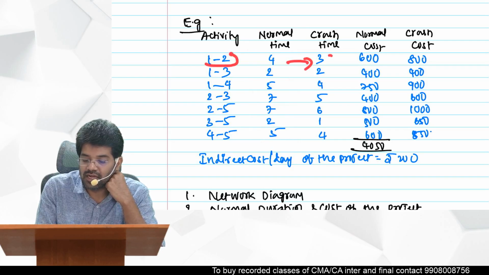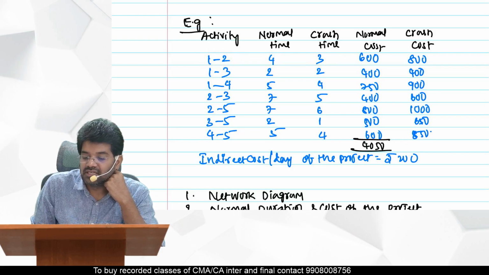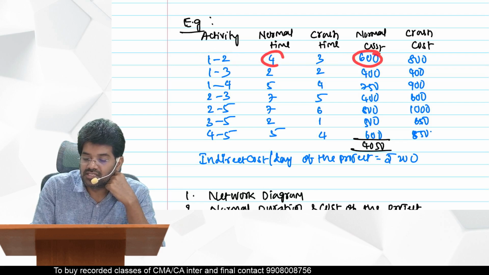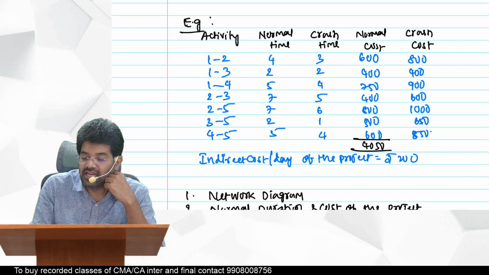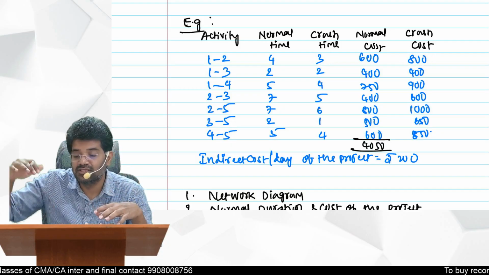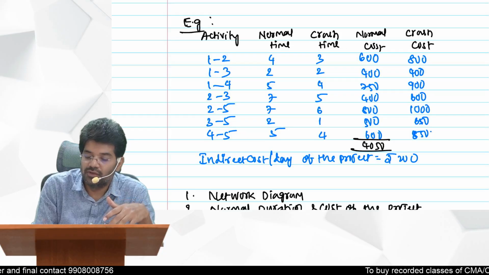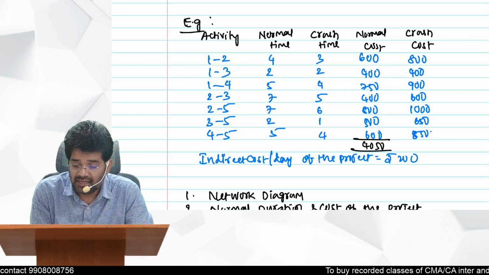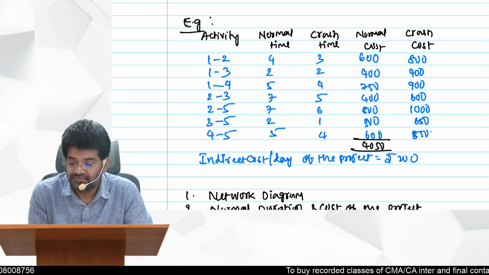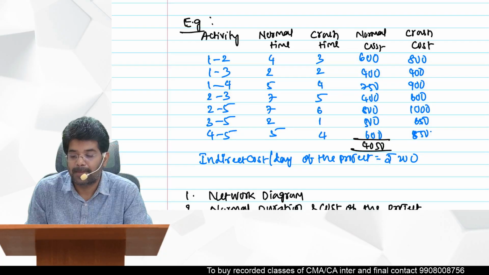See, the 1 to 2 activity can be reduced to 3 days. Normal time is 4 days, but it can be reduced to 3 days. The normal cost for 4 days is 600, and for 3 days it goes up to 800. Don't think, sir, why is it going up if reduced? Extra resources are required to reduce. So to reduce the activity duration by 1 day, you are incurring an extra cost of 200. That is what we can understand there.